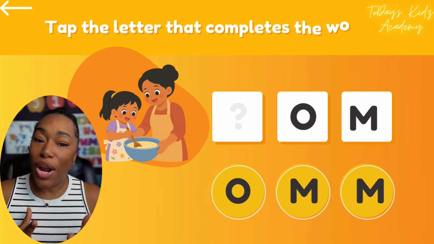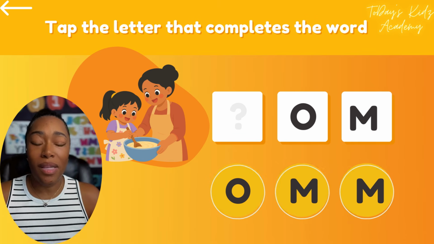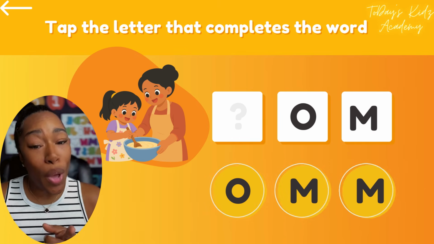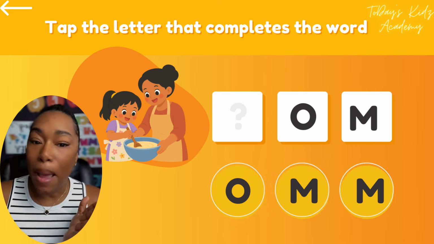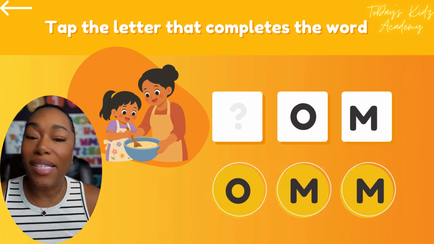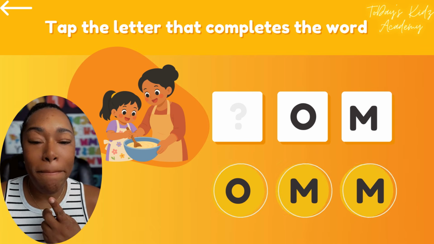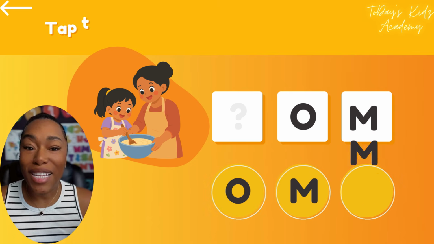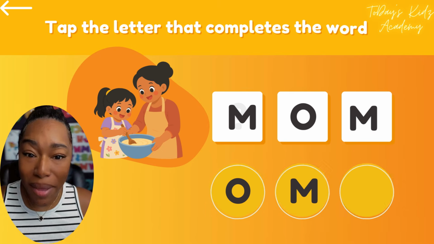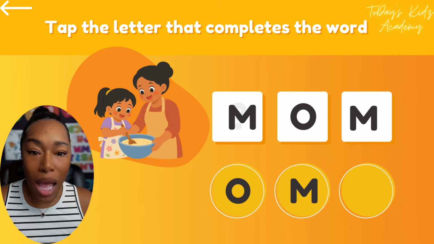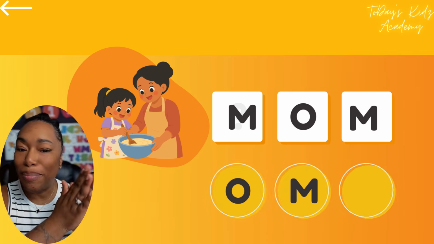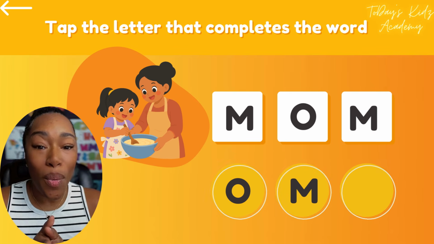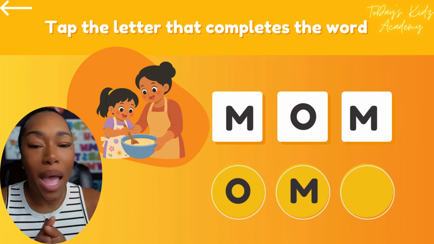The next word is mom. Mom. Tap the letter on the screen if you know which letter is missing in mom. Sound it out. Mom. Did you pick M? Mom. Good job. Let's spell it together. M-O-M. Mom.